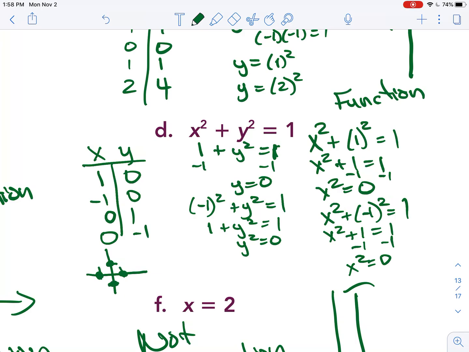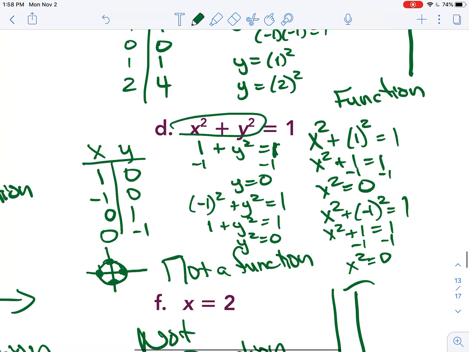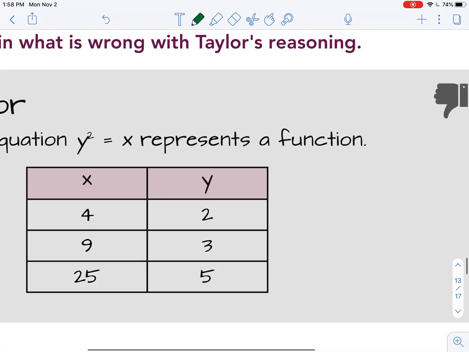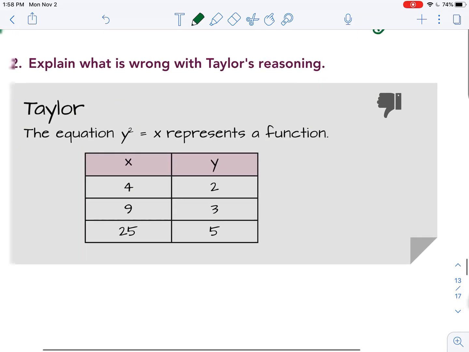Here. I'm going to give you a hint. This is a circle, and it is not a function. Anytime you have the y squared, it's not going to be a function. Okay. Oh, I just gave the answer away to this.